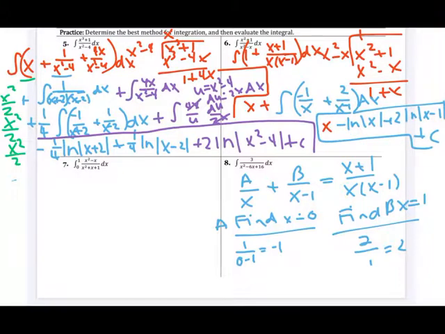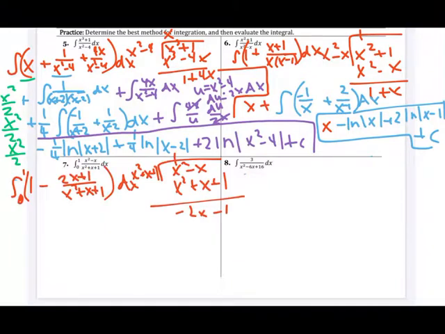Why don't you go ahead and pause the video and work through 7 and 8 on your own, and then unpause the video and see how you did. So on number 7, I'm going to do long division first. So the integral of 1 is just going to become x. I know that I'm eventually going to evaluate that from 0 to 1, but I'm just going to leave it as x for right now. Actually, let's write that so that I don't forget.